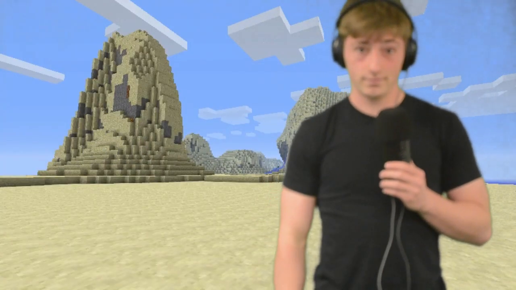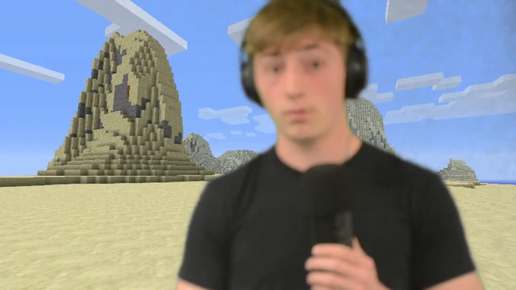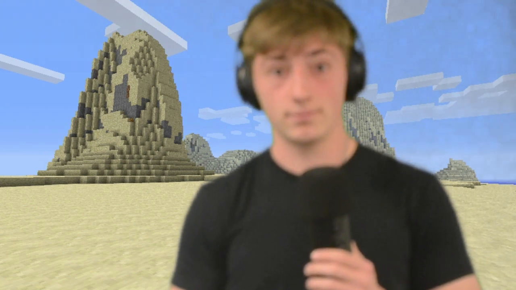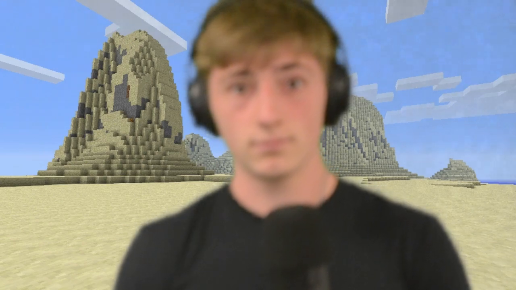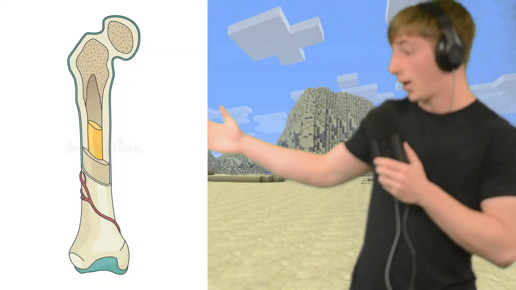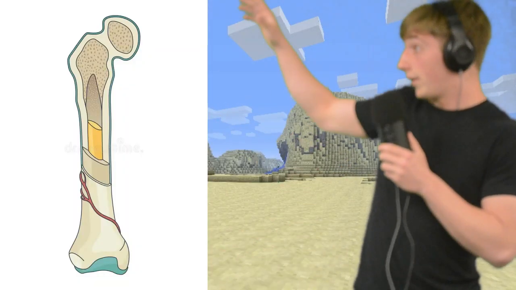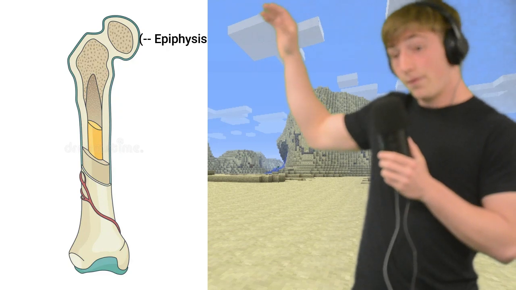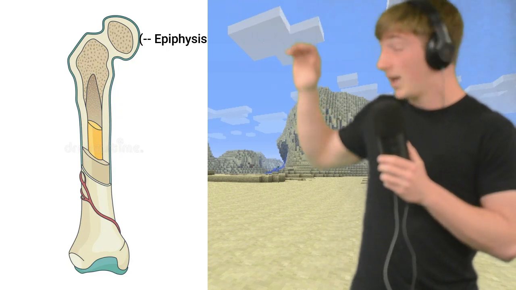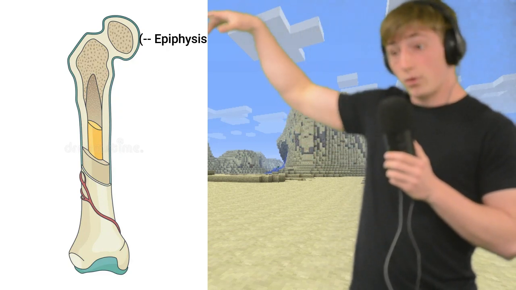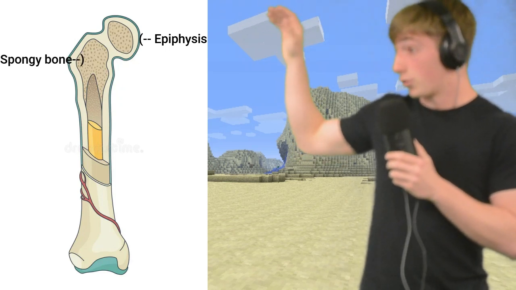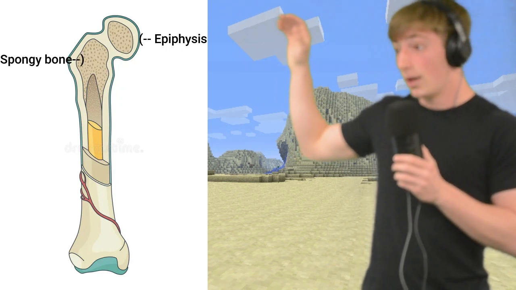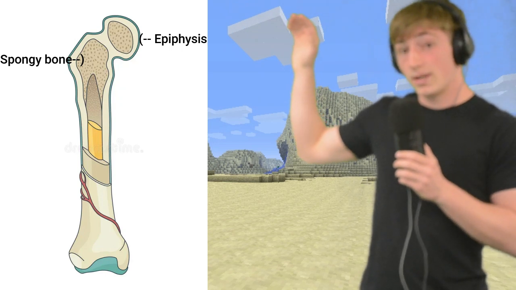For this next section, I'm going to use my imagination, or what I like to call the voices in my head. Here we have a diagram of a long bone. On the very top, you can see the epiphysis. The epiphysis is the very end of your bone and includes a spongy trabecule substance called spongy bone. This spongy bone absorbs the impact from actions so that you don't break your bones every time you jump.